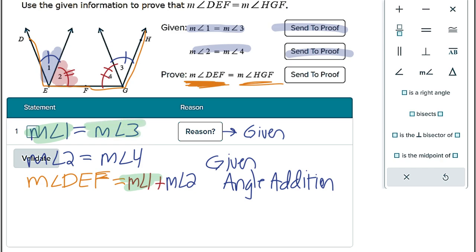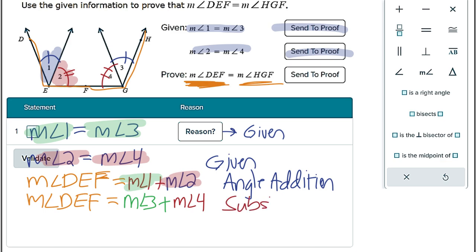So if I write down the measure of angle DEF, I can write that as the measure of angle 3 now plus, well, we notice that the measure of angle 2 is the measure of angle 4. So I can replace the measure of angle 2 with the measure of angle 4. So I'm going to substitute that in. So I'm using substitution.